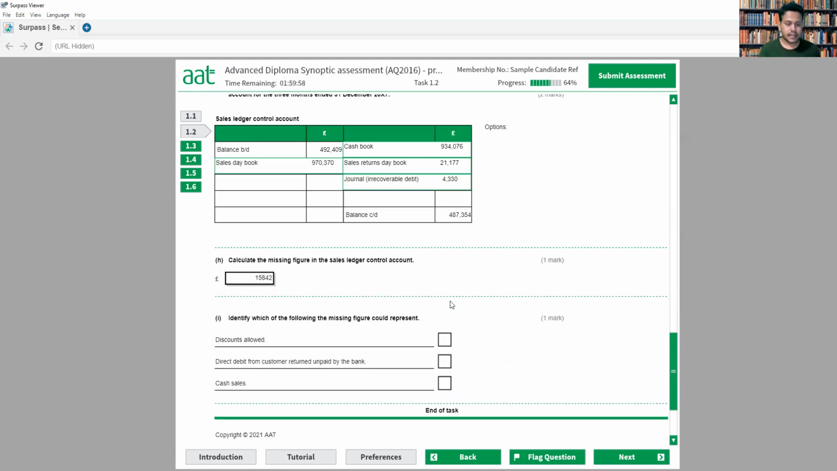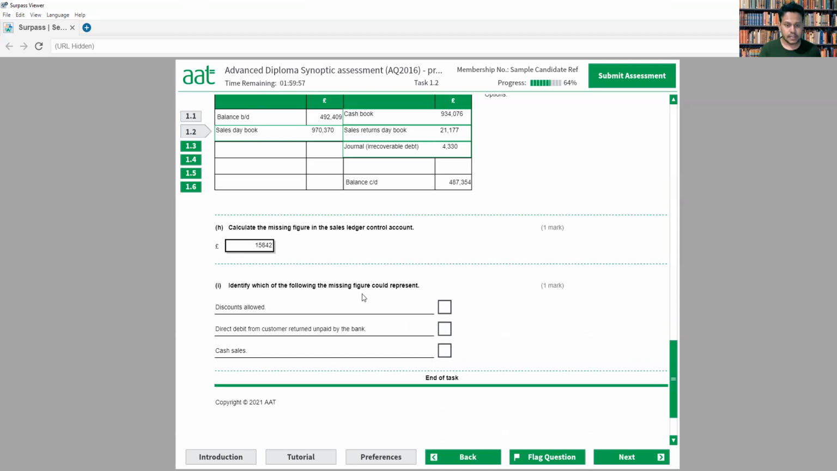The next one is saying identify which one of the following the missing figure could represent. They're saying what could be the possible reason. So it's not very sure, but a possible reason. Discount allowed is an item for the credit side, because if we give a discount to the credit customer, my total outstanding balance will be reduced. So it could be the possible reason. Direct debit customer return, or cash sale? Now, if I make a sale, it will go up. So that's the only reason we're expecting.